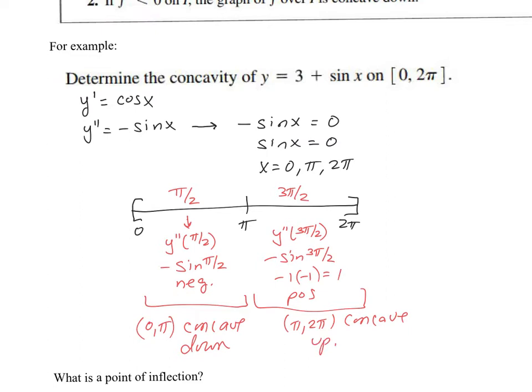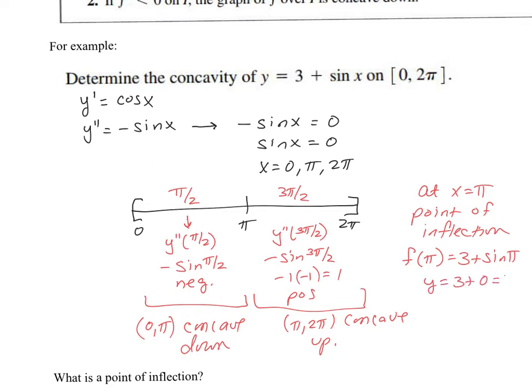Because we've switched concavity from concave down to concave up at x equals pi, I have what I call a point of inflection. A point of inflection is where you switch concavity from concave down to concave up, or vice versa. When they ask you for a point of inflection, you want to take the location you have found for x, plug it back into the original equation, and find your y value. That tells me my point of inflection is located at pi comma 3.